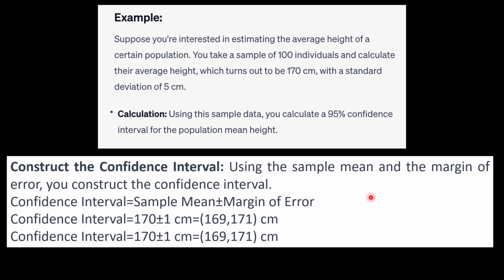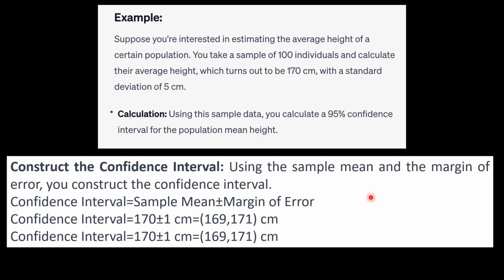So let's make it an example, you will get it. Suppose that you are interested in estimating the average height of a certain population. You take a sample of 100 individuals and calculate their average height, which turned out to be 170 with a standard deviation of 5 centimeters. So the mean of the heights is 170 and the heights range from 165 to 175. So most of the cohort will be in this area.